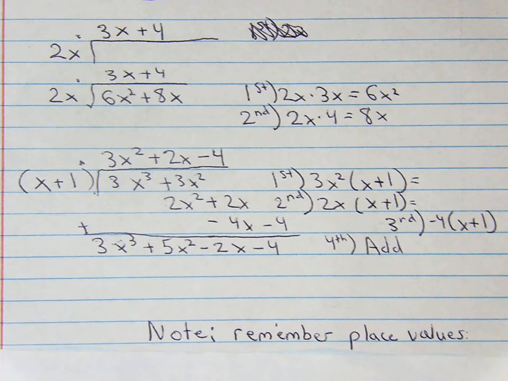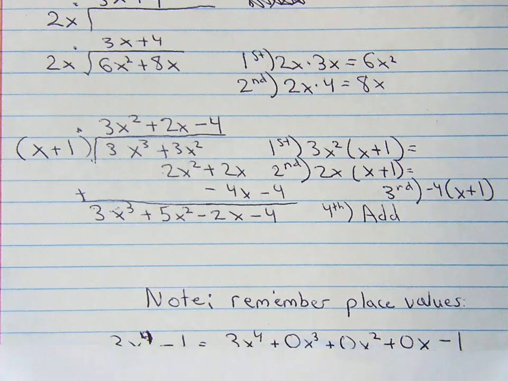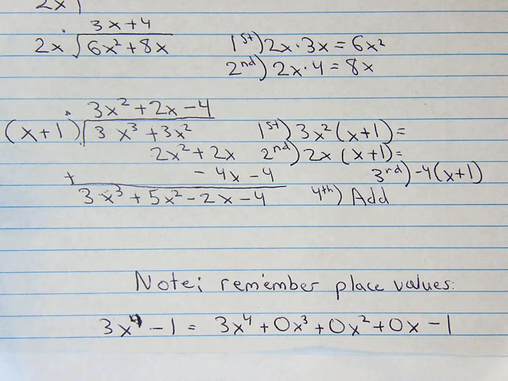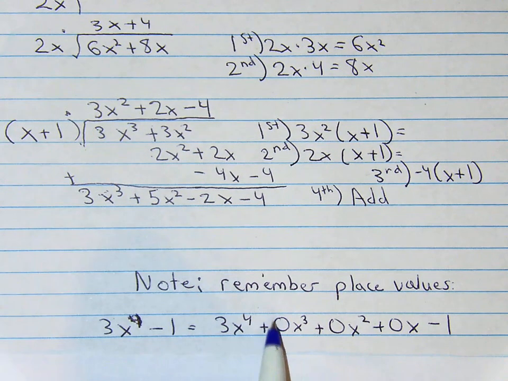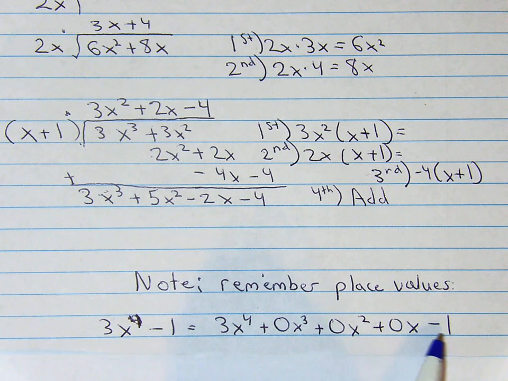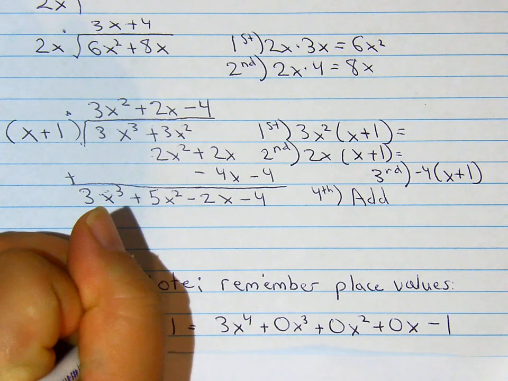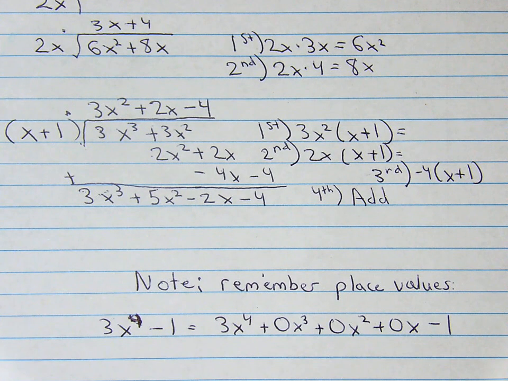So a note to remember is just our place values, because this especially comes up later on again when you do division, but it's good to remember with multiplication as well, that if I have 3x to the fourth minus 1, that means I have 0x to the thirds, 0x squared, and 0 x's. And this is technically what this polynomial should look like, but it's just been simplified and rewritten in its simplest form. Alright, I hope this helped.